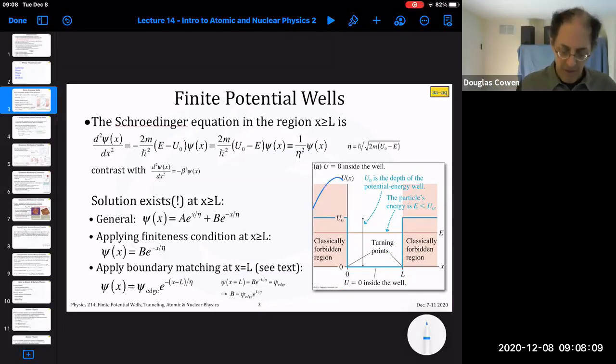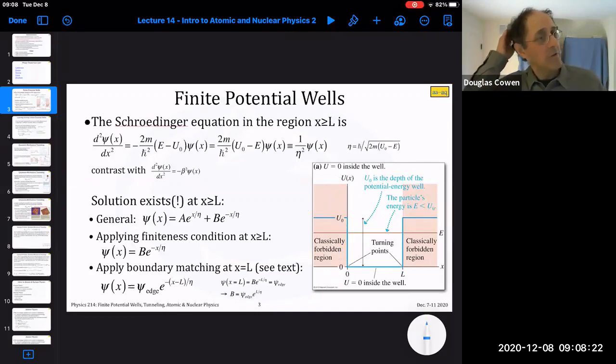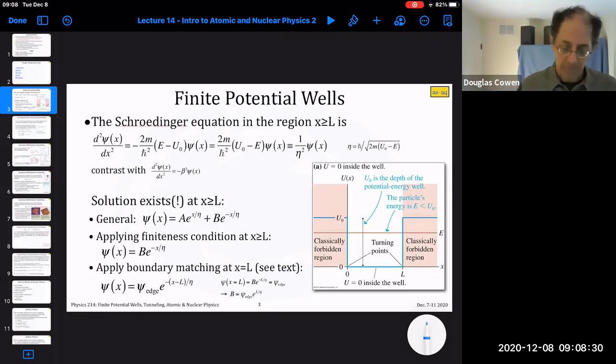It'll never be in this orange region to the left of 0, nor in the orange region to the right of L. But quantum mechanically, that's not the case. Quantum mechanically, we solve the Schrodinger equation, we find that there is some finite but small probability that the particle can exist in those orange regions.